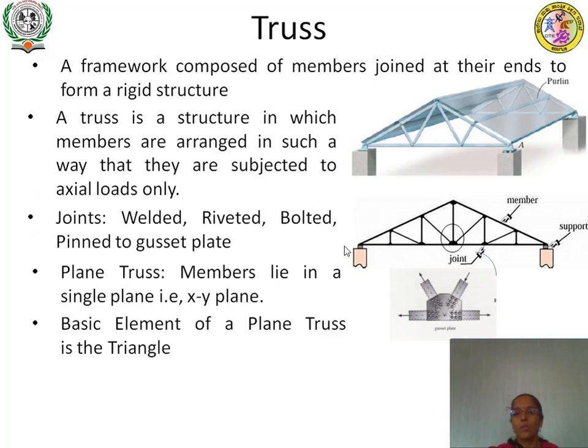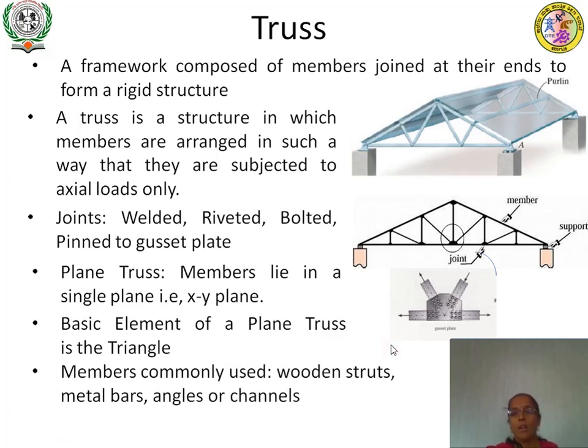So here also we have a triangle, one more triangle, another triangle. So basically the structure will be composed of triangles. So the basic element of a plain truss will be a triangle. Here also you can observe the element is a triangle.